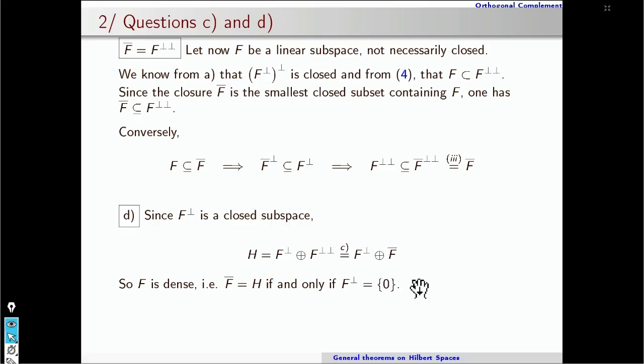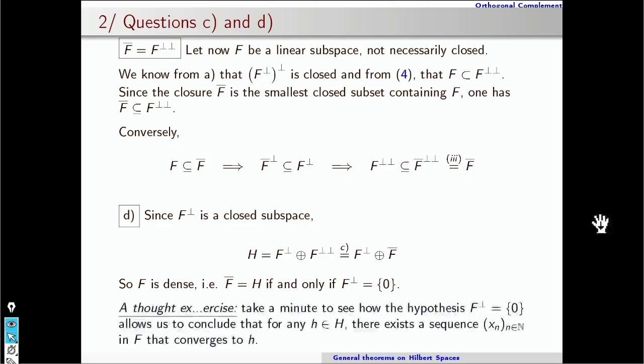As an exercise, let us take a minute to reorganize the arguments we have presented in order to reprove this last implication. So if F orthogonal is reduced to 0, then by definition of density, for any h in H, there exists a sequence in F which converges to h.